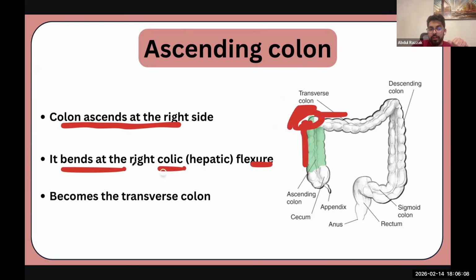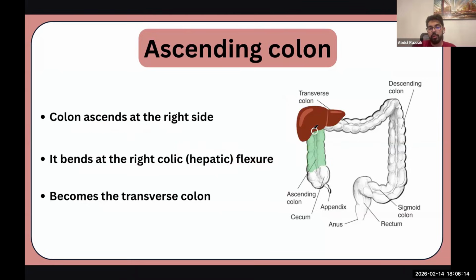This flexure here is called the right colic or the hepatic flexure. Why the hepatic flexure? Because the liver is going to be sitting here. Tamam? And I did this very beautiful animation showing the liver sitting at the right hepatic flexure. Tamam? Now this makes sense when we said that one of the impressions of the liver was the colic impression. It is actually the impression of the right hepatic flexure of the colon. Tayyib.